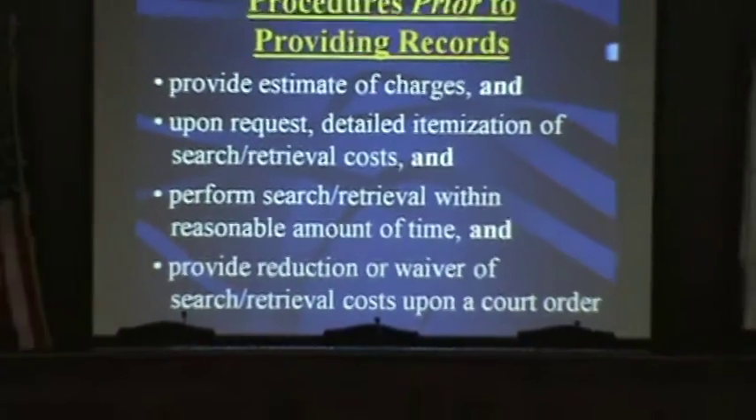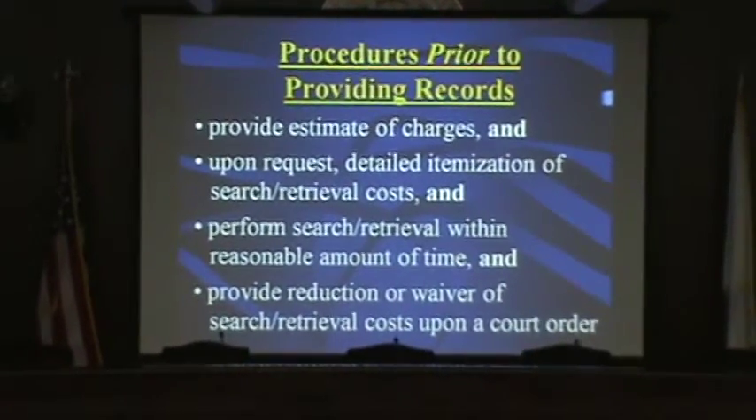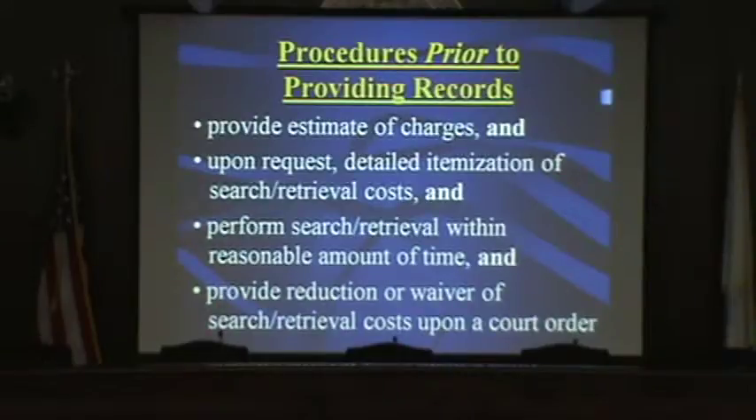Prior to providing public records, the Access to Public Records Act also sets up some procedures that must be followed. Before they provide the documents, the public body must provide an estimate of charges to the person. And upon request of this person, they must detail the itemization of the search and retrieval costs, which should basically estimate the amount of time that they think it's going to take. And they must perform the search and retrieval in a reasonable amount of time. There's another provision at the bottom that you'll see, which is to provide reduction or waiver of search and retrieval costs upon a court order.